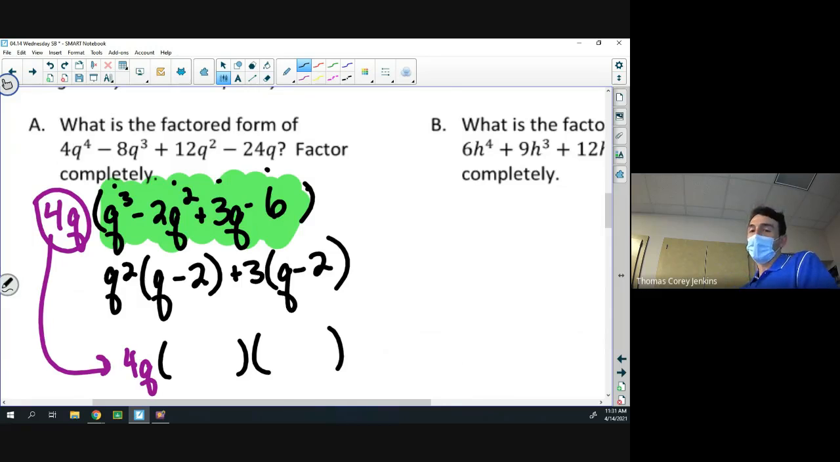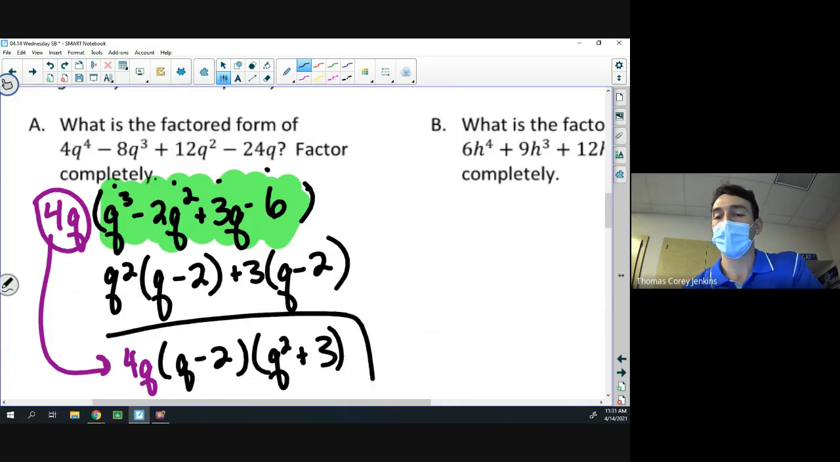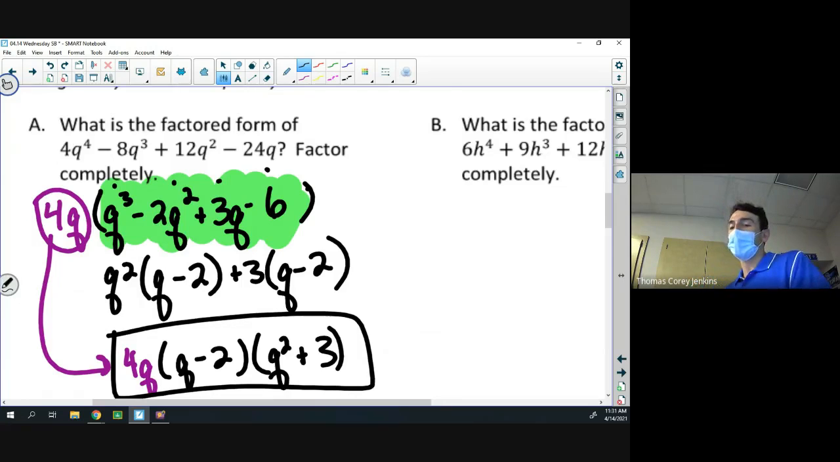So based on what I have written here, could anybody fill in the 2 parentheses for me? That should eventually be the easy step once you get it. Sumi, take a shot at it. What goes in the 2 sets of parentheses? Yes. Very good. And that would be my final answer right there. 4q times q minus 2 times q squared plus 3.